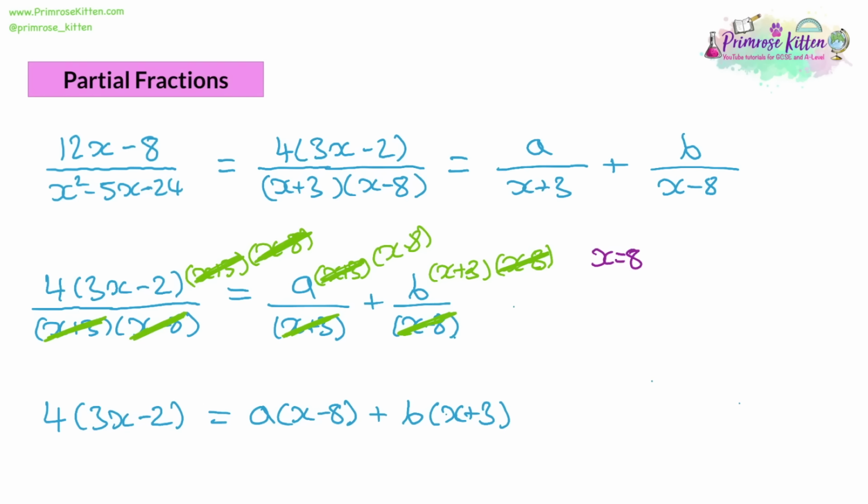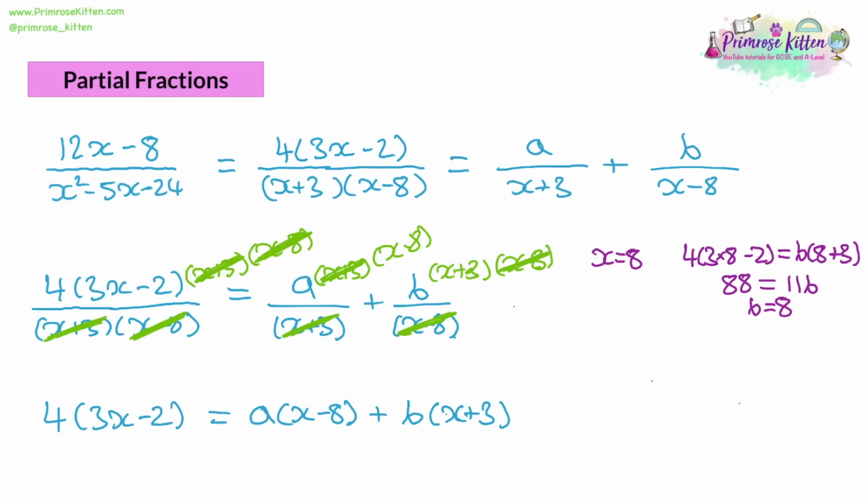So if we said that x was equal to 8, that would give us 4 lots of 3 times 8, take away 2 on the left-hand side. And on the right-hand side, the a bit's gone. So we've got b lots of 8 plus 3. And then you can work that out. So on the left-hand side, 3 times 8 is 24. Then we take away 2 to get 22. And we multiply by 4 to get 88. That's equal to 8 plus 3 is 11, so that's an 11b. So b must be equal to 8. So this is when we got rid of a and we got b.